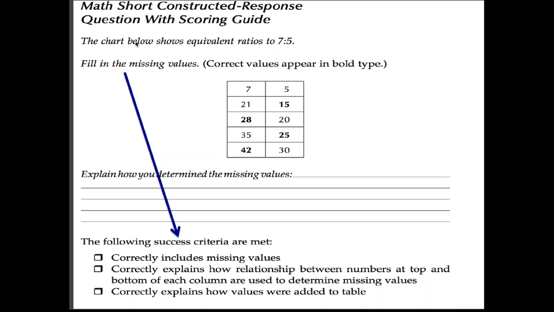The chart below here for a math example. Fill in the missing values, explain how you've determined them. So let's take a look at the criteria. Correctly includes the missing values, explains the relationships between the number, and explains how the values were added to the table. This is what we would call an analytical scoring guide, because we might check 2 of the 3 boxes and not the third one because they include the values, but they didn't explain properly. Or maybe they explained correctly and they explained the relationship, but their computation was off.